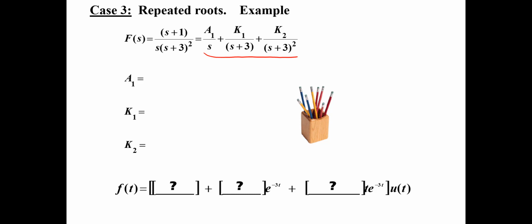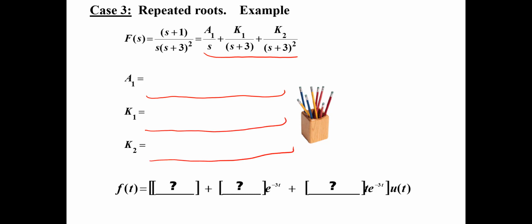So this is for your assignment today. Please fill this one, a1. What is a1? And K1 and K2 here. After this one, please fill here a1, K1, and K2. So this is assignment number 1.